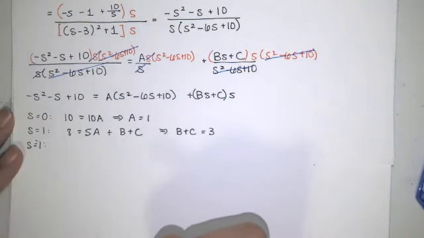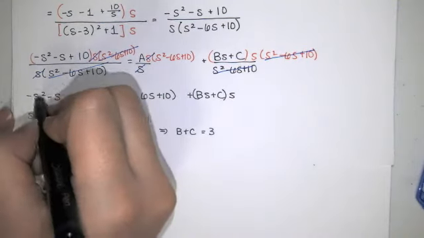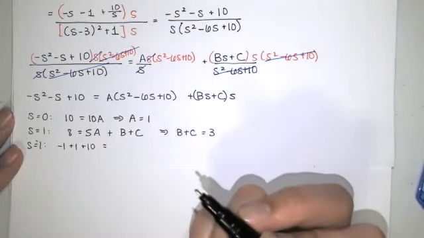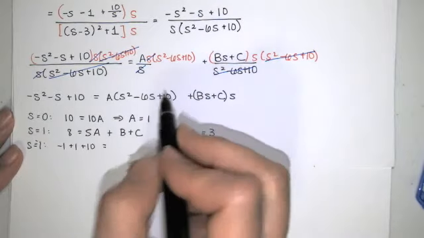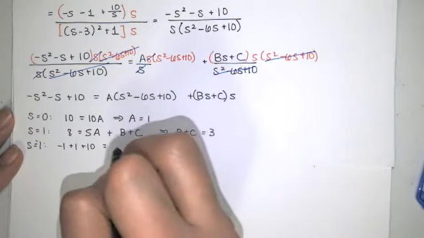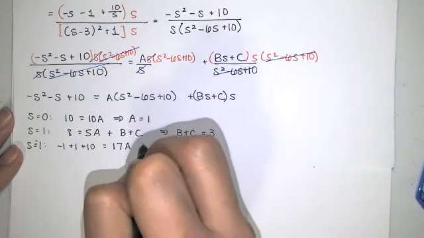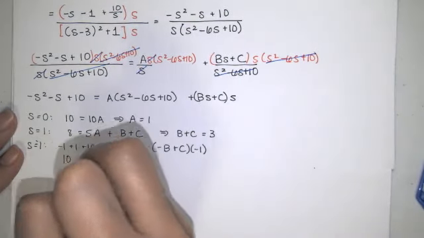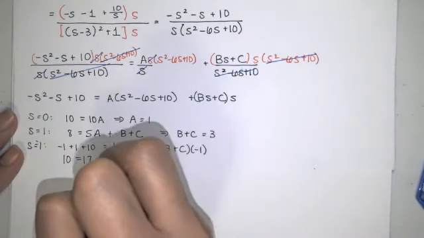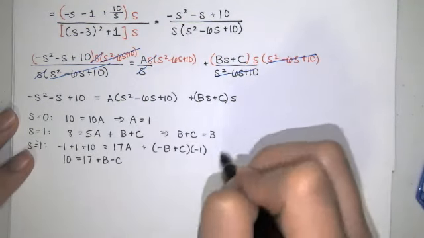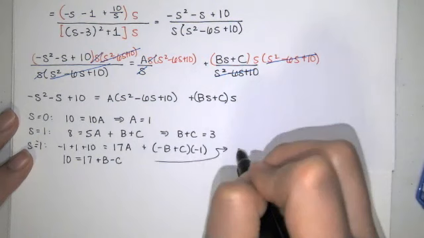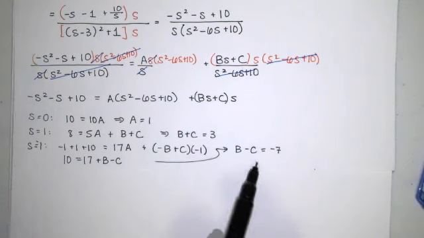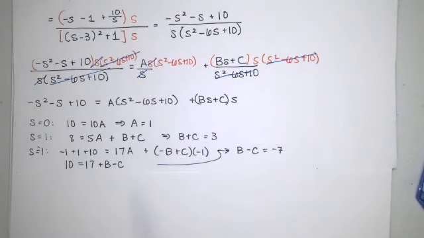Then I would let s equal negative 1 next. Well, then that would be negative 1 plus 1 plus 10 equals, if s is negative 1, we'll have 1 plus 6 plus 10, so that's going to be 17a plus negative b plus c times negative 1. So we'll have 10 equals 17 plus b minus c. So from that line, we have b minus c equals negative 7. So I've got 2 equations and 2 unknowns. We could add those together to get b.